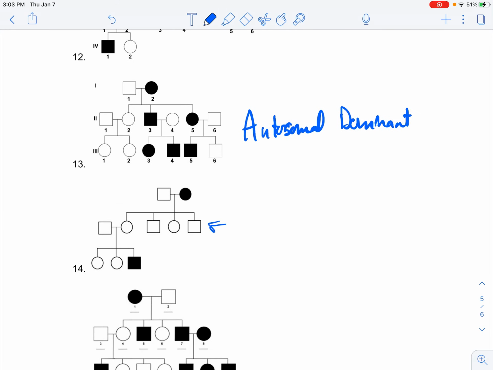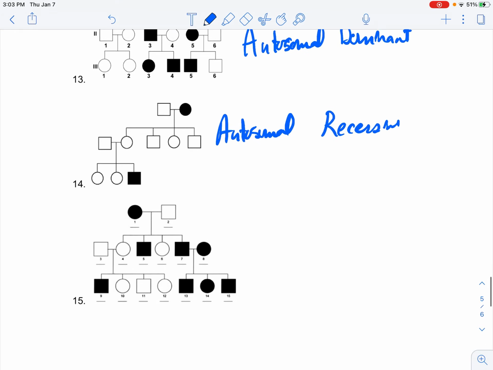Okay, this one skips a generation, and it is an equal distribution of male and female. And it can't be on the X chromosome. If this were like color blindness and this female had color blindness and she had sons, the sons would be colorblind. They would have the trait because she's going to pass it on. That's how it works. If it's X-linked recessive, the sons get the trait from the mother. Anyway, this one has to be autosomal, and it has to be recessive because it skipped a generation.